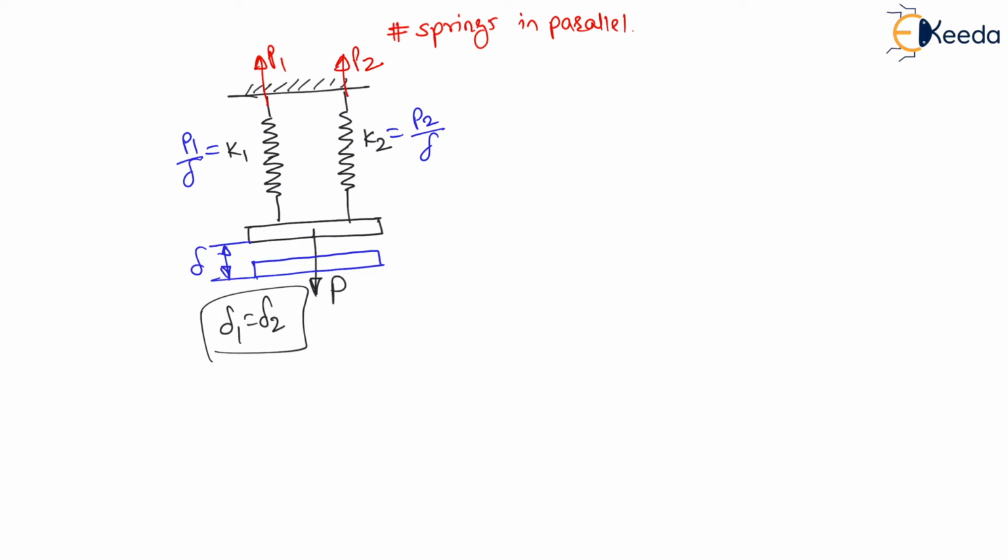Now, instead of these two springs in parallel, if I use an equivalent spring, what will be the stiffness of this equivalent spring? On this equivalent spring, force P is applied. The deformation is delta only. We have to find K equivalent. K equivalent will be equal to P divided by delta.